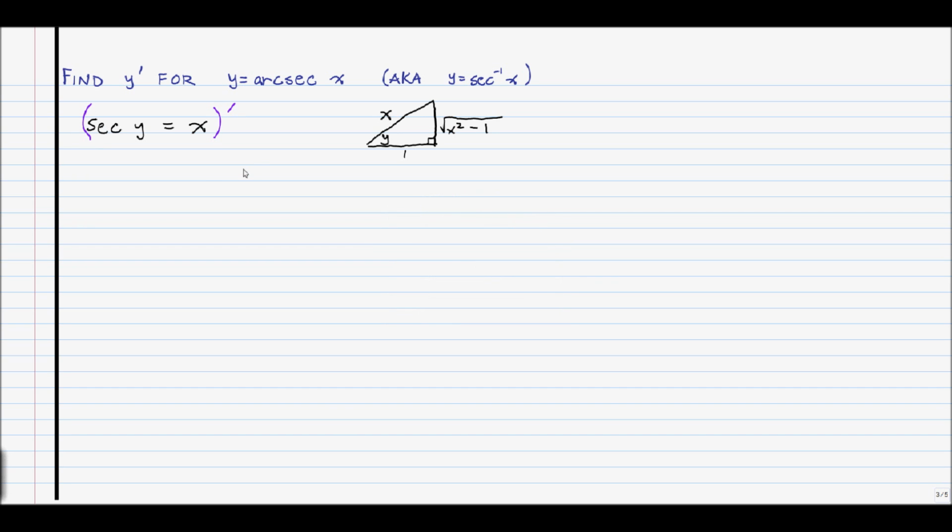So we do have to remember some of the more exotic trig derivatives. In fact, this isn't too bad. The secant of y: well, the derivative of secant is secant tangent. So that means the derivative of secant y is secant y tangent y all times y prime, because it's implicit, chain rule, all that stuff. Whereas on this side, the derivative of x is just 1. So nothing fun with x over there.